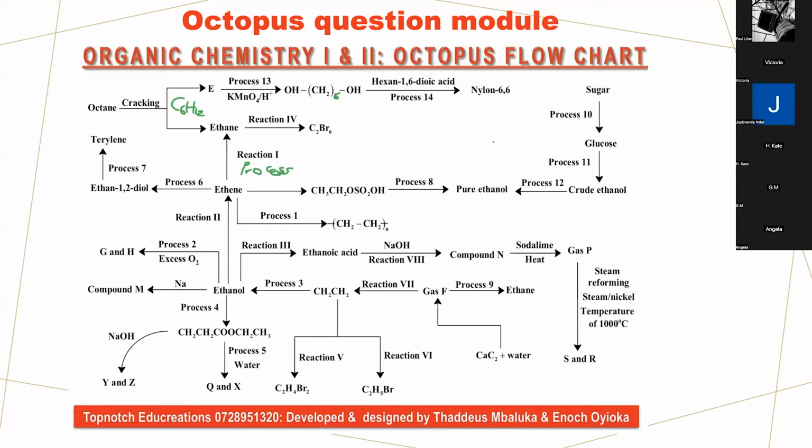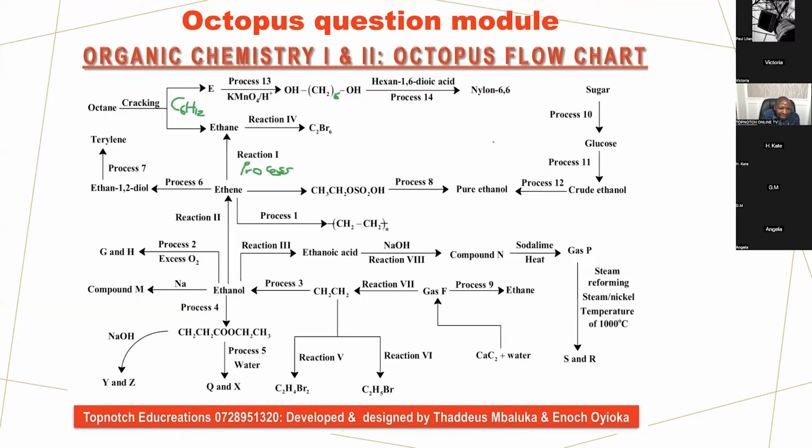Just listen, any temperature from 160 to 180, but mention a specific temperature: a temperature of 160, a temperature of 170, or 180. Any of those works. That's it. Then we have ethanol plus oxygen giving G and H.